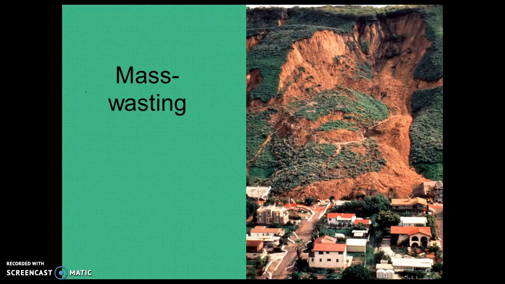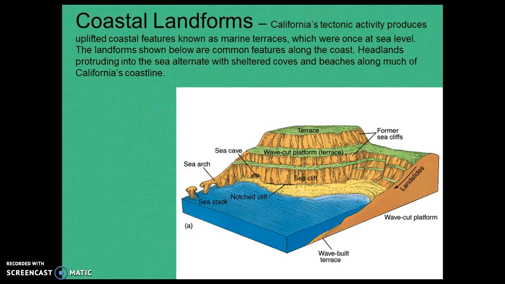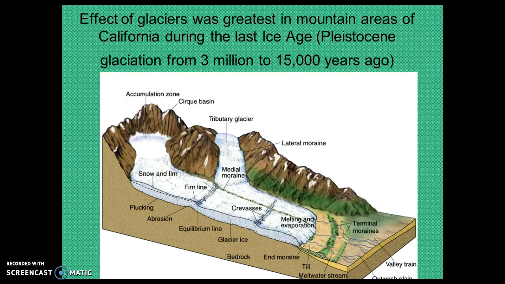Landslide event in Southern California. A lot of concern about this right now with the heavy rains that we're receiving. Okay, the floodplain, so some of these river landforms. One area of landforms that we discussed, the coastal landforms. Again, just recognizing some of these more prominent landforms.